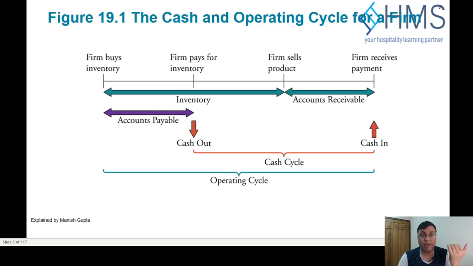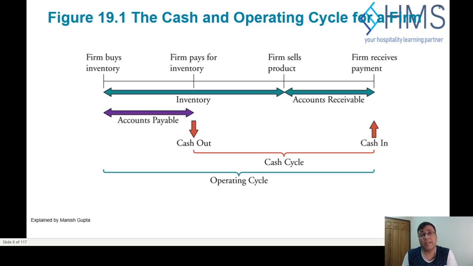If you look at it graphically, the firm buys the inventory, then pays for the inventory, then sells the product, and then receives the payment. That whole thing is called the operating cycle, starting from the inventory until the accounts receivable. In the middle, normally you have accounts payable. So cash goes out first and then cash comes in, and that is called the cash cycle. The whole thing is the operating cycle. The operating cycle is generally longer, and the cash cycle is generally shorter, because it is offset by the accounts payable timing.